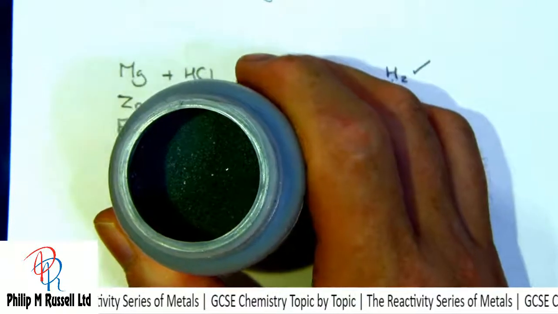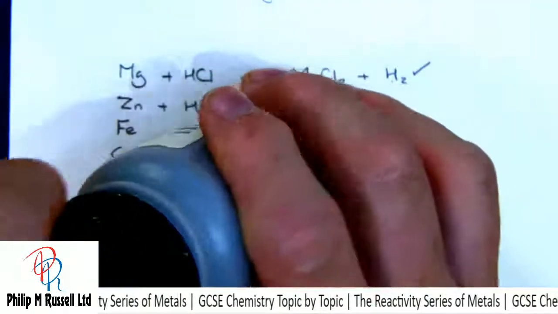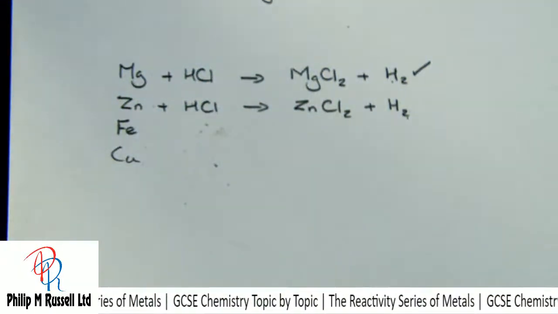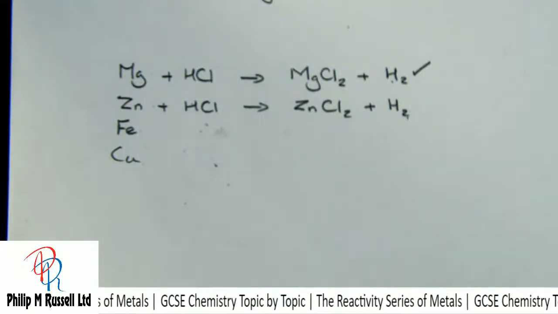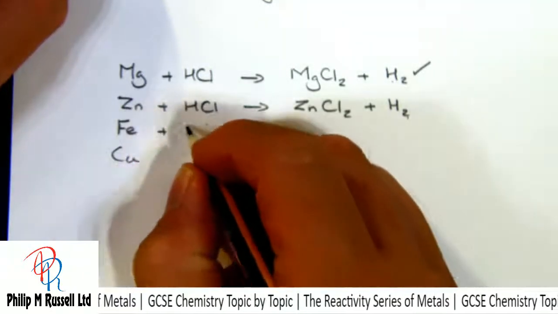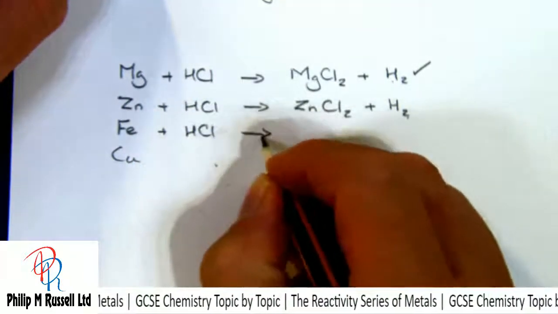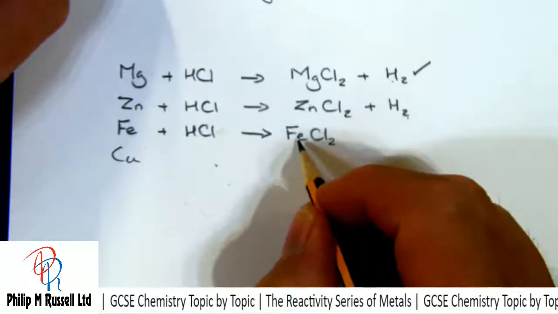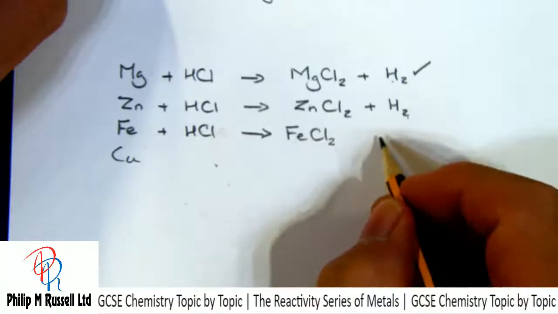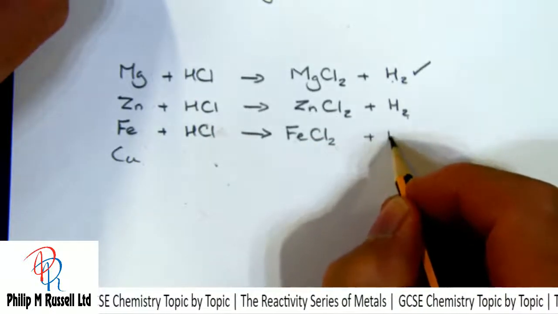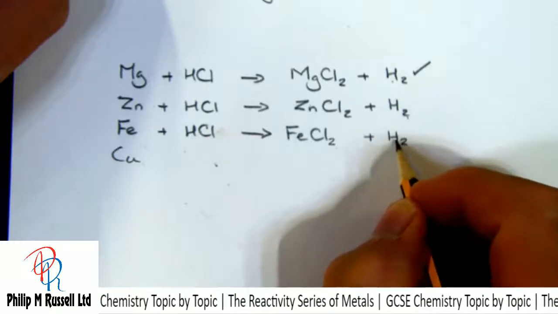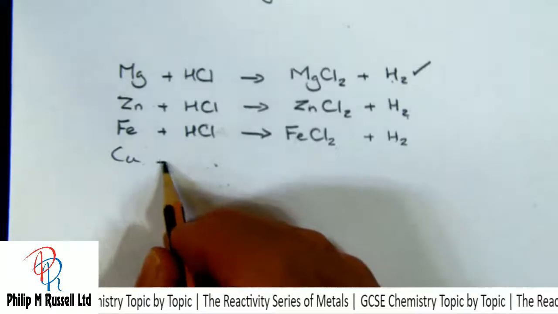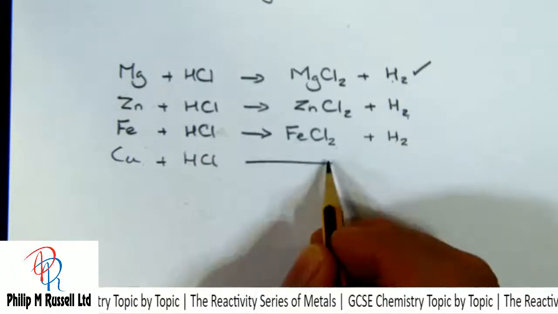Maybe that's already reacted with something where it's getting old. The iron is reacting and we're forming iron chloride. Whether this is FeCl2 or FeCl3, I really don't know. And the odd bubble, so we were getting hydrogen gas given off. And copper plus HCl, well, it's just not doing anything.